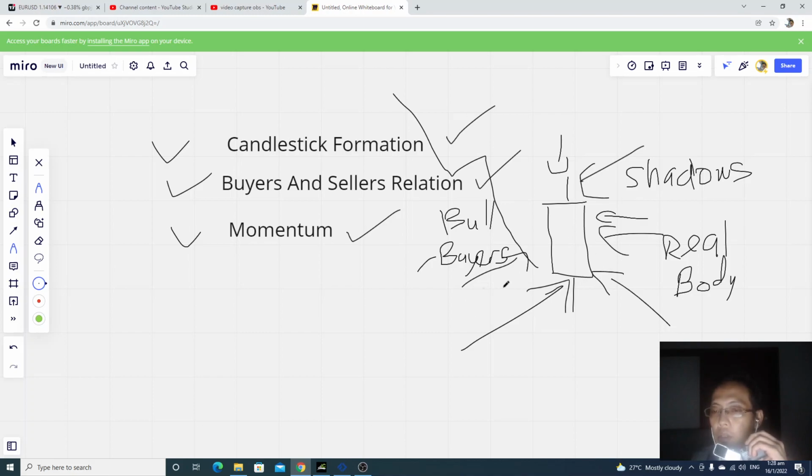For a bullish candle, this is the shadow. How does price move in this case? Price opens here, goes down here, went up here, and goes down here. So it shows that the buyers are pushing the price up, the sellers fail to push price lower, and that forms a bullish candle.